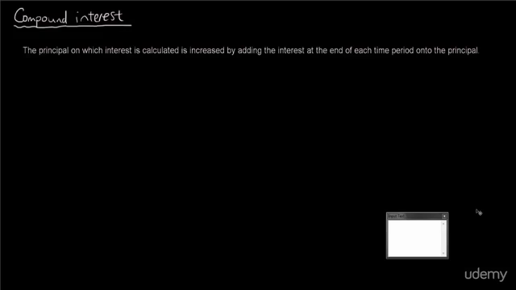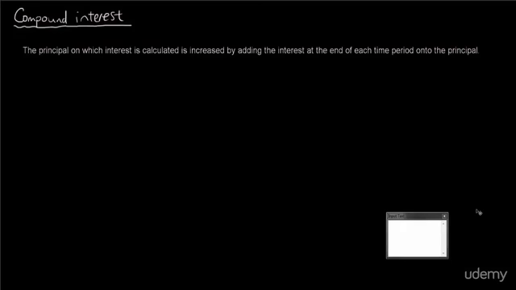Today we're going to talk about compound interest. Hopefully you would have already seen the simple interest videos, or you already know what simple interest means. Otherwise, it'll be quite difficult for you to watch the compound interest video and understand what it means if you're not sure what simple interest is.